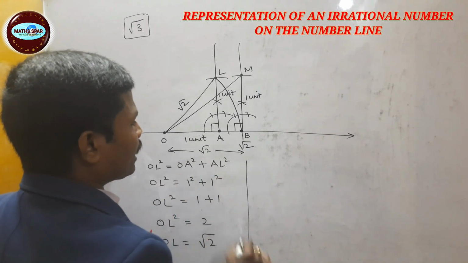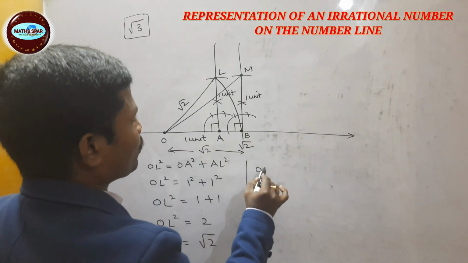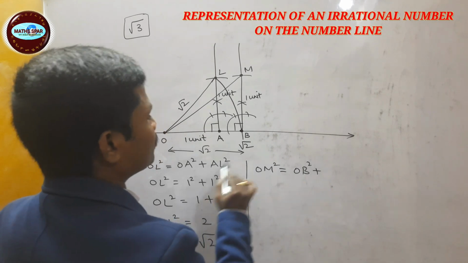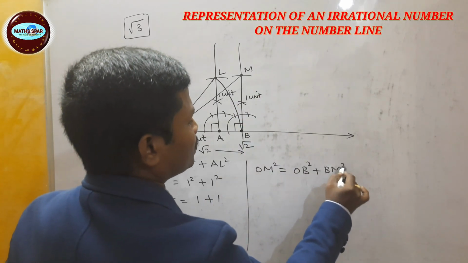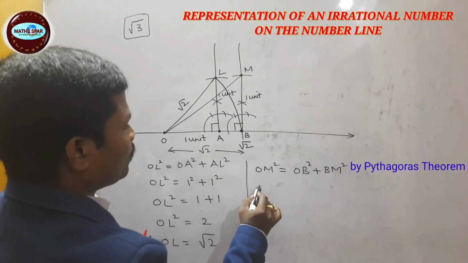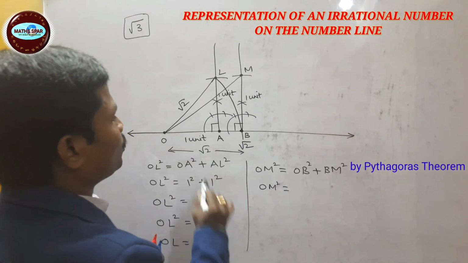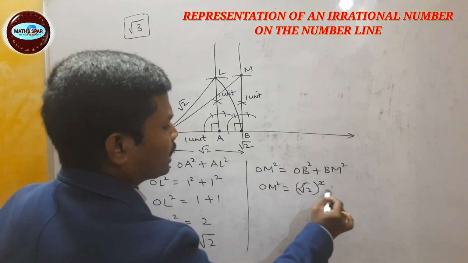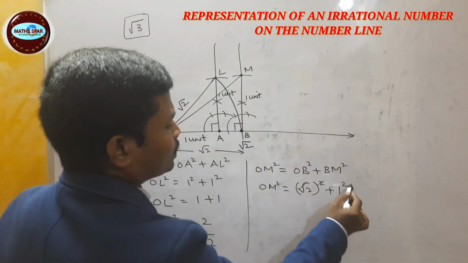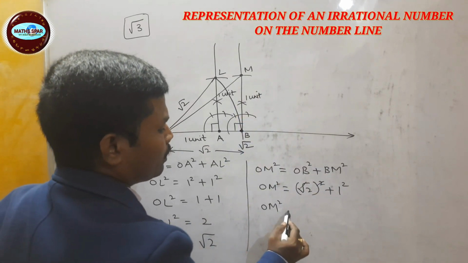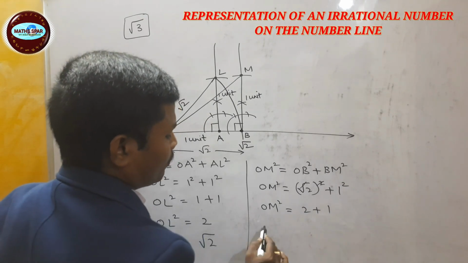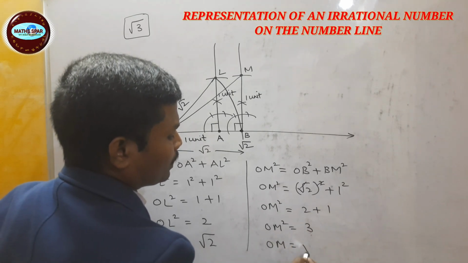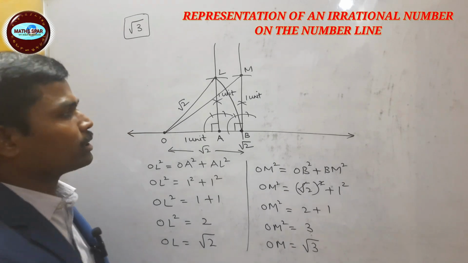Now in right angle triangle OBM, OM square is equal to OB square plus BM square by Pythagoras theorem. Then OM square is equal to OB square. OB is root 2, so root 2 whole square. Square and root get cancelled. BM square, that is 1 square. Now OM square is equal to 2 plus 1. OM square is equal to 3. OM square coming to the other side, it will become square root. So OM is root 3.